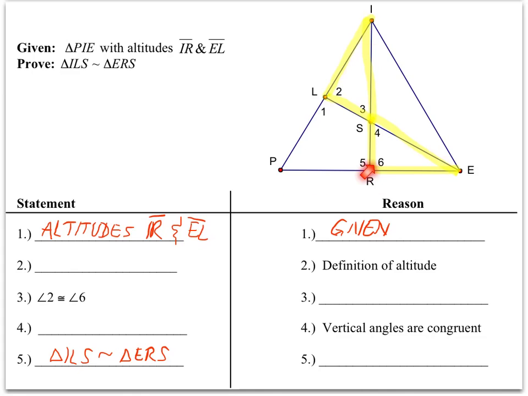So what this tells me is that angle 2 and angle 6 are right angles because of these altitudes. So I can say this is a right angle and this is a right angle. Which would also tell me that angle 1 and angle 5 are right angles, but that's not part of the triangles we're trying to prove similar, so I really don't care. So what I'm going to say here is that angle 2 and angle 6 are right angles.